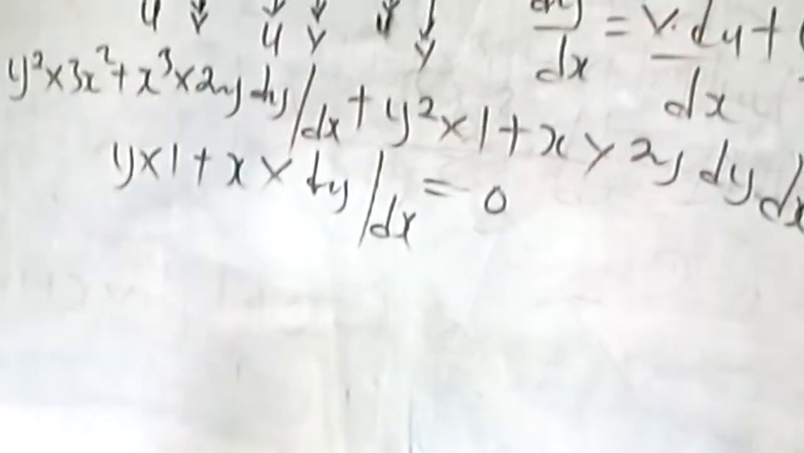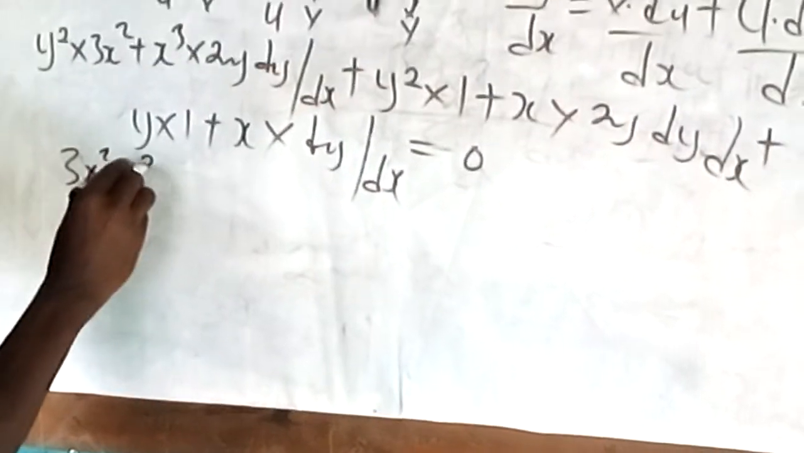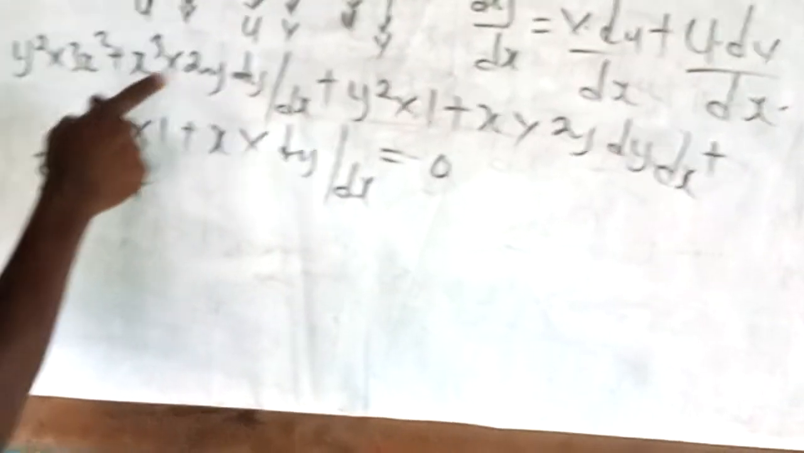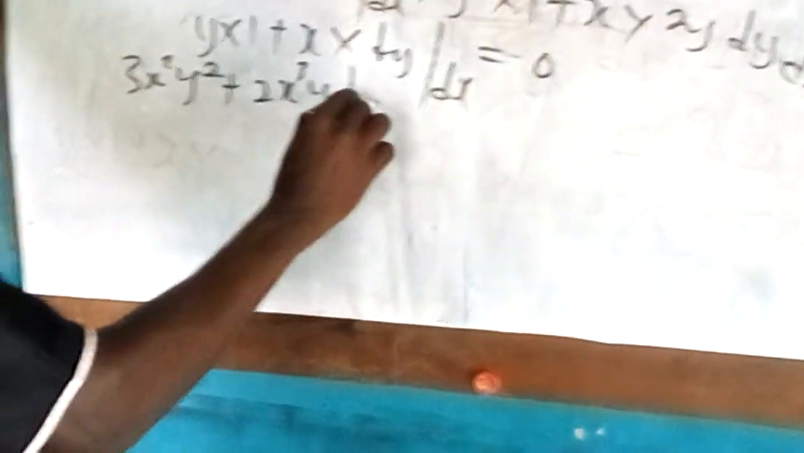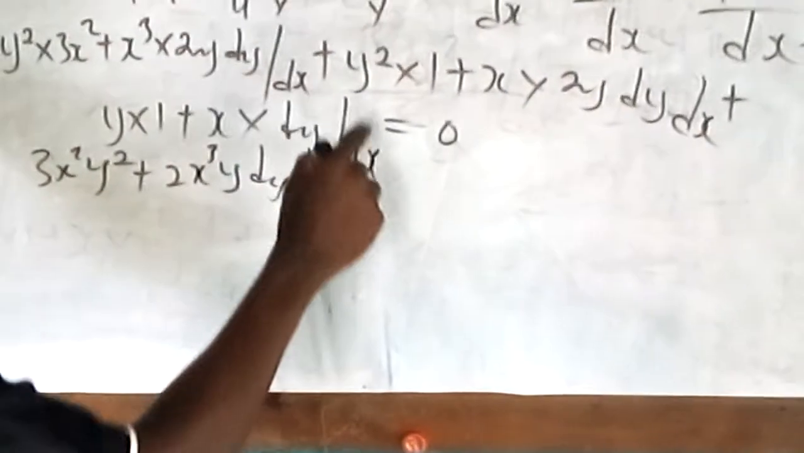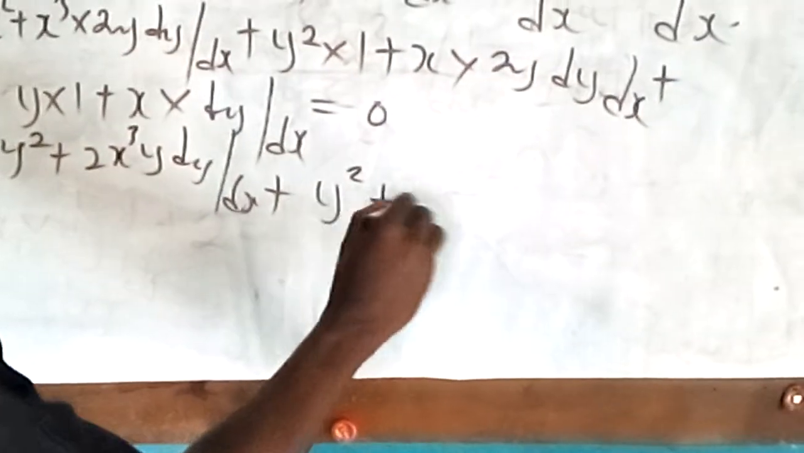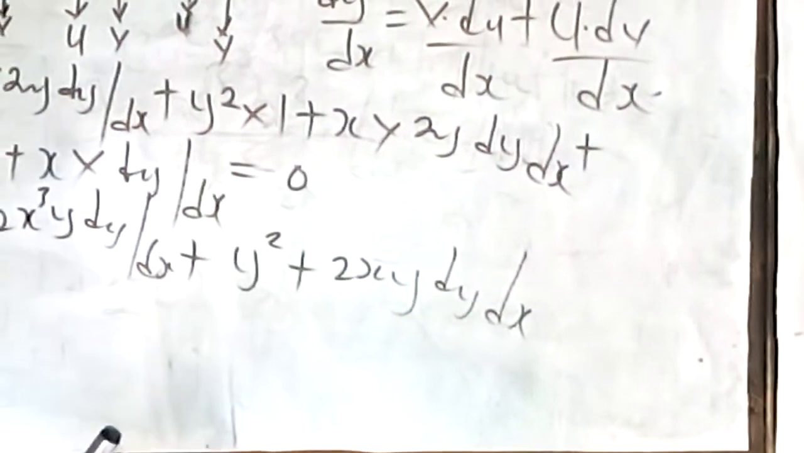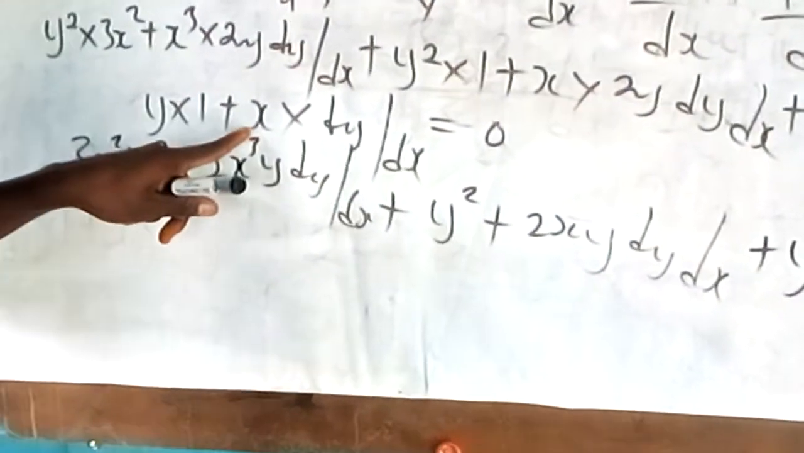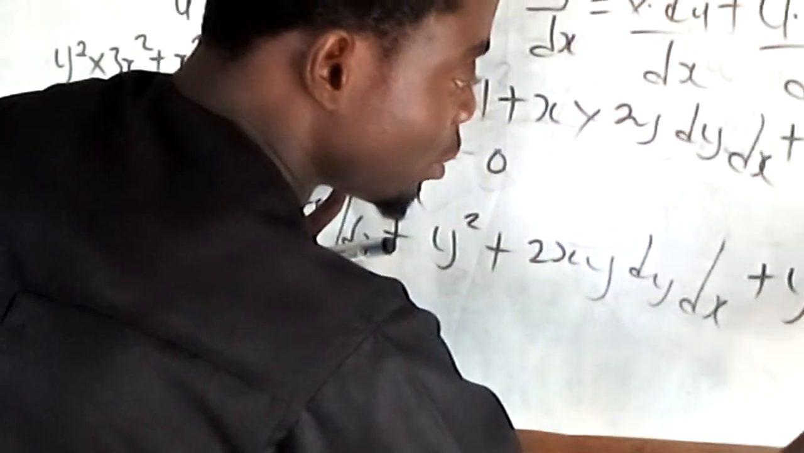So now at this point, you will take like terms. y squared times 3x squared, you have 3x squared y squared, in order of magnitude. 3x squared y squared plus x cubed times 2y, you have 2x cubed y dy/dx from here, plus then if you come to your y squared times 1 is y squared plus x times 2y, you have 2xy dy/dx, plus we move to this side, y times 1 is y plus x times dy/dx, you have x dy/dx equal to 0, which is this.